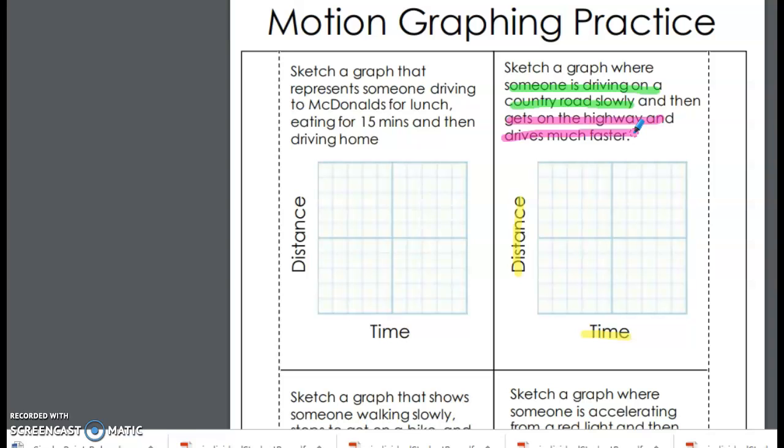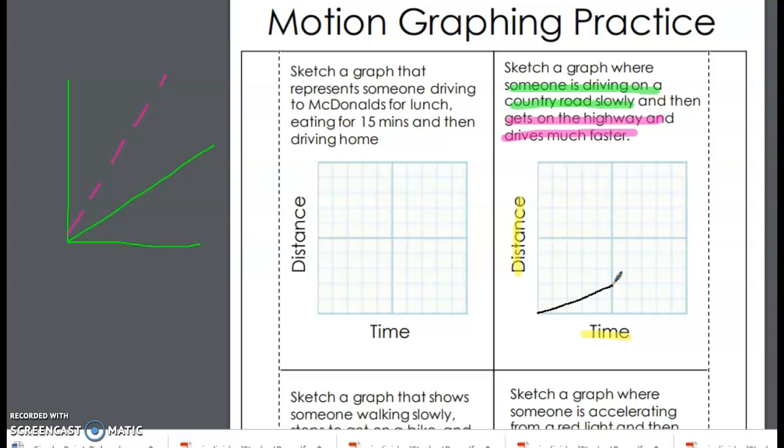So we learned earlier, and we just talked about this, and Keegan said, when you have this graph and you are comparing two different motions, we said the steeper the line, the faster the object, right? Well, if we're going slowly on a country road, would our line be super steep or not so steep, Christian? It's not going to be very steep. So our line may start off like this, driving slowly on a country road.